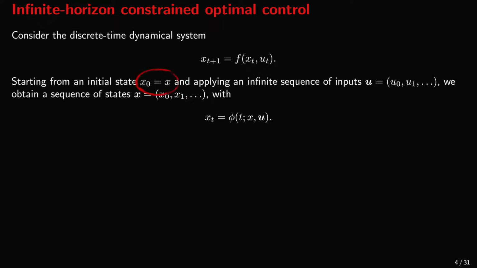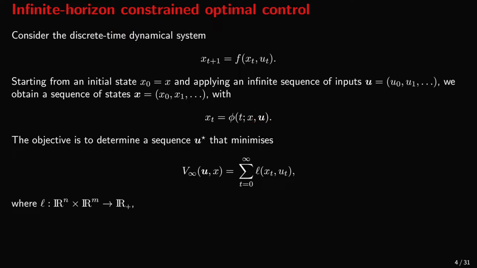Starting from an initial state x0 equal to x and applying an infinite sequence of inputs denoted by u boldface, we obtain a sequence of states denoted by x boldface. Here xt denotes the state of the system at time t, starting from the initial state x and with the application of the inputs u boldface. The objective is to determine a sequence u boldface star that minimizes the infinite horizon cost V infinity. And V infinity is given by the infinite sum of stage costs, as we see here.